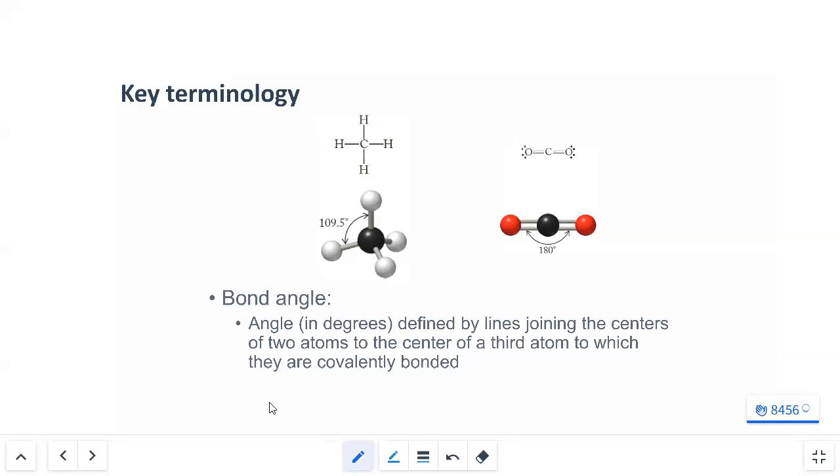Some more terms for us to know. Again, in this chapter, we are going to spend the majority of our time focusing on the center atom, because the center atom is going to be kind of the middle, the hub that helps to establish the shape overall. So when we talk about bond angles, what we are talking about is what is the angle in degrees from one bonded area to another going through that center atom.